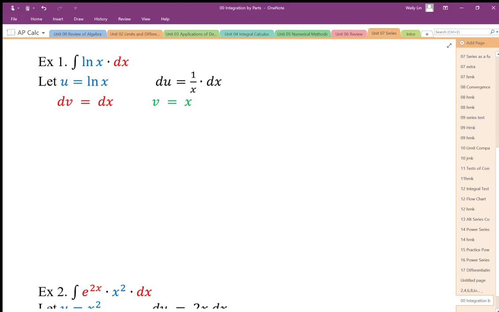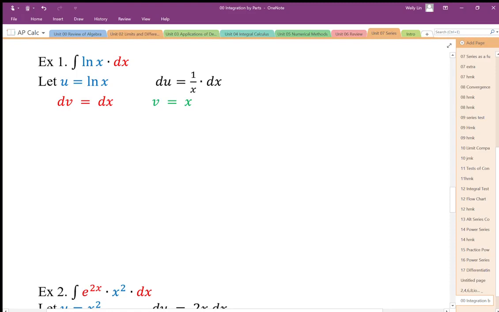The layers of this are, we need to know the formula. So if you don't know the formula, go to the formula sheet. You need to understand there's parts to this formula, and you need to choose some parts. So you need to first of all choose the parts u and dv. The original integral has to have a u and dv part, and then we need to generate the other parts to be able to put it into the formula.